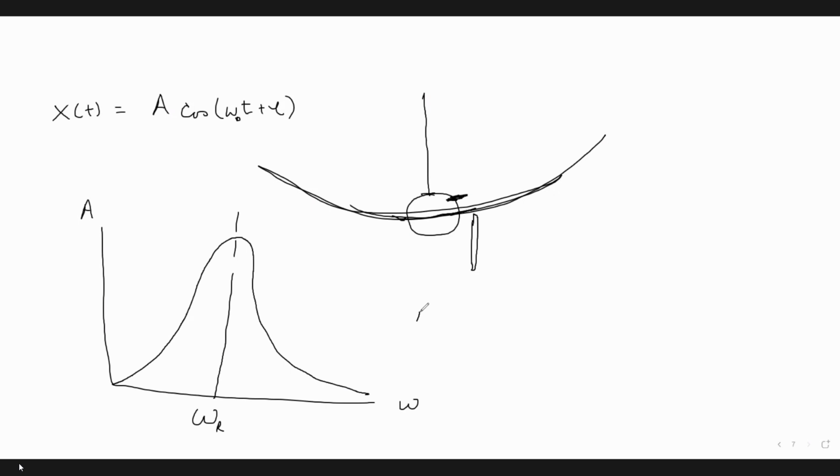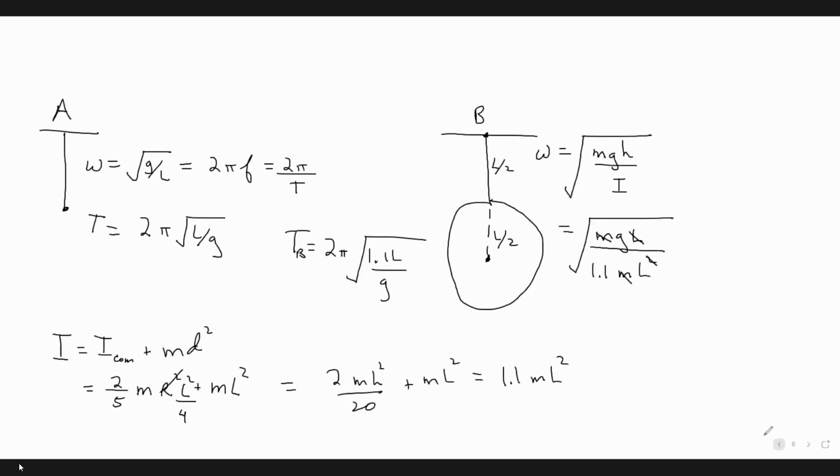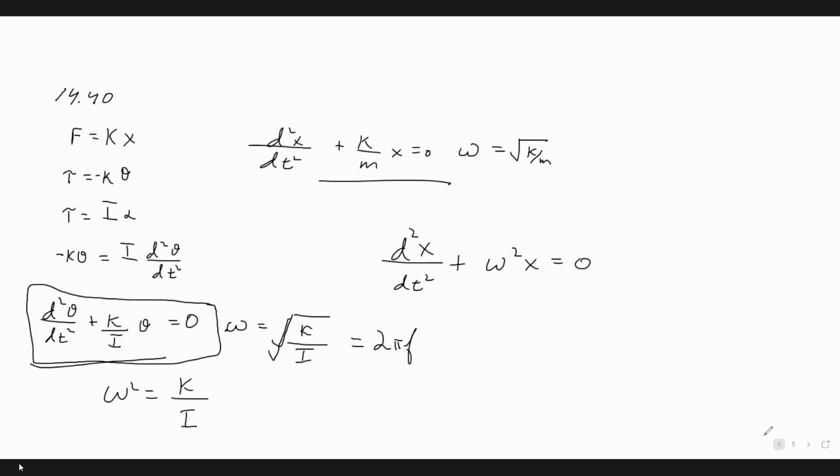And the resonant frequency is about equal to the natural frequency if the damping is not too great. And what do I mean by the natural frequency? Well, the natural frequency of this pendulum is the square root of g over L. So that natural frequency is the frequency that appears here, the omega in this equation.